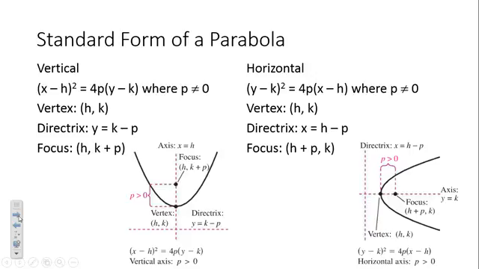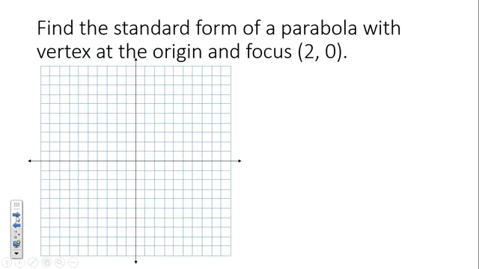Don't worry so much about whether we're taking k plus p or k minus p and all of that. Just think about whether your focus is the focus is always going to be on the inside of the parabola. The directrix will always be on the outside of the parabola. Okay, that'll help you not have to memorize so many little intricate details.